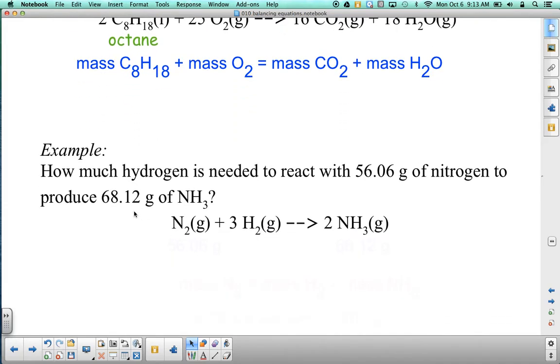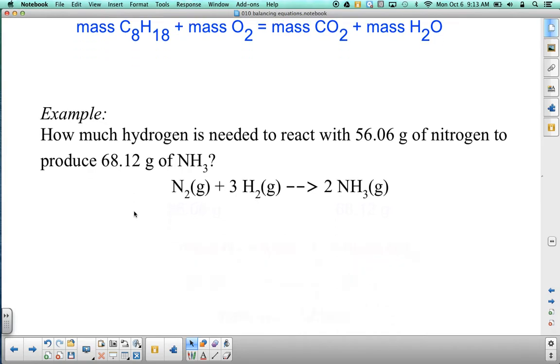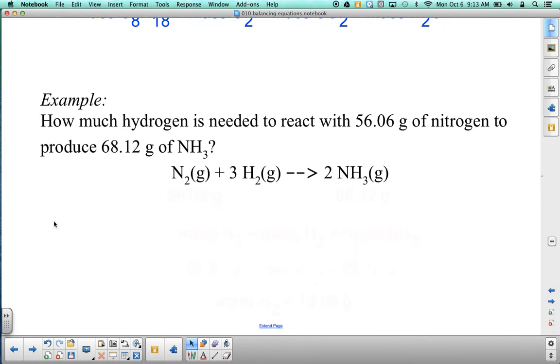This idea can be used to figure out how much of a reactant is needed or how much of a product is produced, provided that you know the masses of all other reactants and products. For example, we can figure out how much hydrogen is needed to react with 56.6 grams of nitrogen to produce 68.12 grams of ammonia.